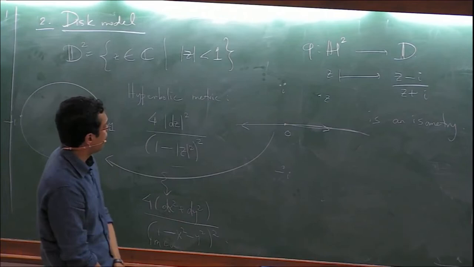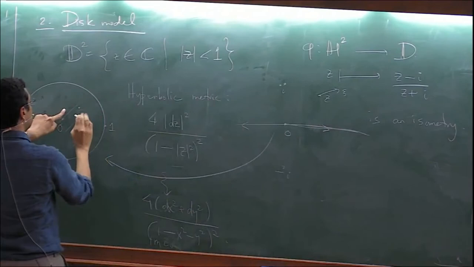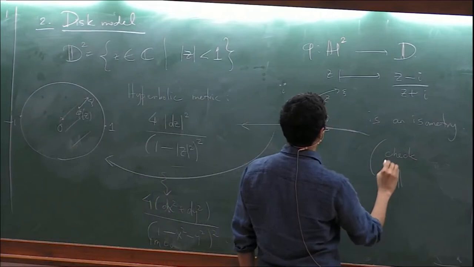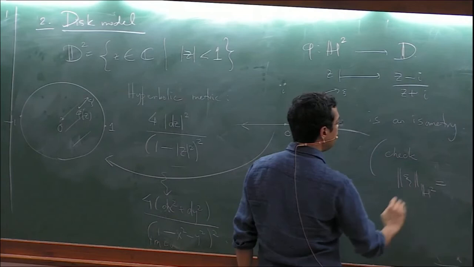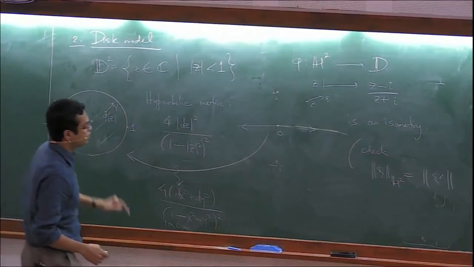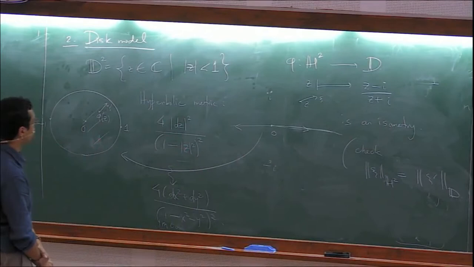So to check that this is an isometry, you have to check, once again, as before, that you take a tangent vector here and compute the derivative. So this is phi of z. You have to look at what xi prime is. So you have to check that the norm of this xi in the hyperbolic metric on the upper half plane equals the norm of xi prime that you get if you compute the tangent map and look at the image of xi under that linear map. So then it's the norm in this new metric on D that we've written down. You can check this. That's again a calculation. You can use the same facts we used before. So that's an isometry.